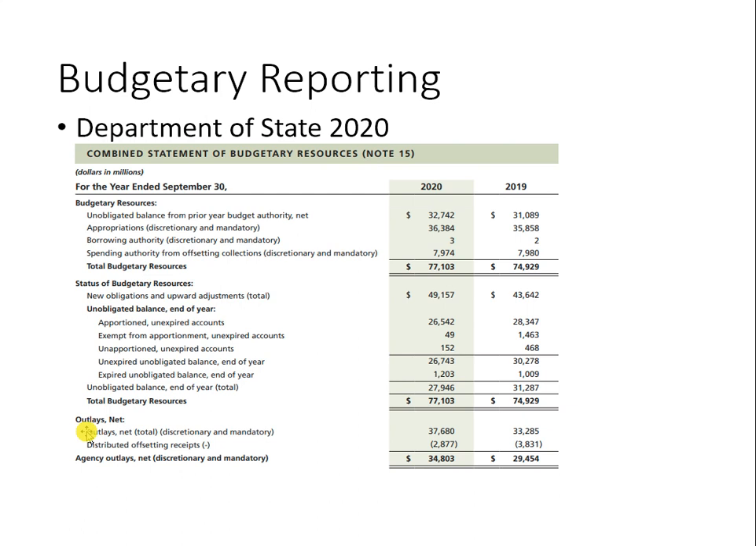And they also report outlays. Actually, they have paid. The agency paid $34 billion. For all those obligated, not all of them have been paid, so they paid $34 billion. So this is the basic statement of budgetary resources.